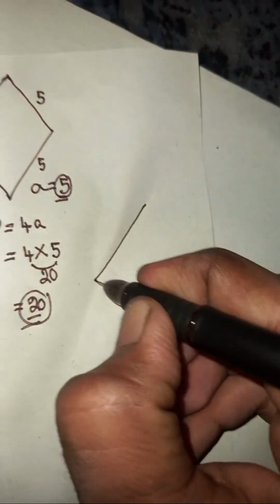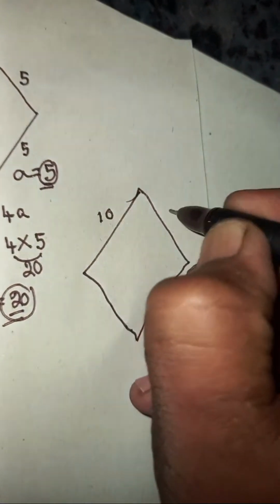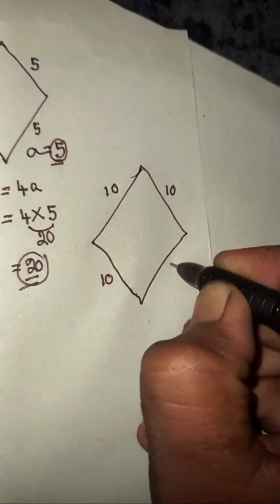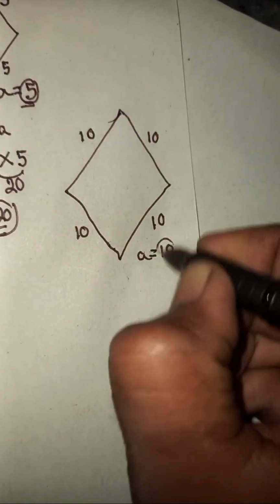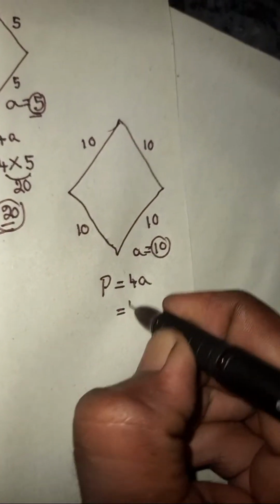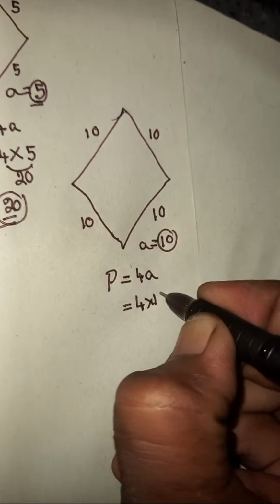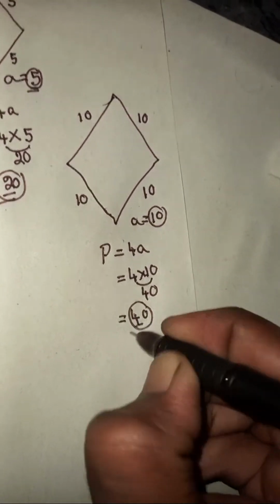Let's take even one more rhombus. Here they have given the side length as 10 units, so all sides are going to be equal to 10 units. With side length 10 units, the perimeter is 4a, 4 times the side length, that is 4 times 10, which is equal to 40 units.